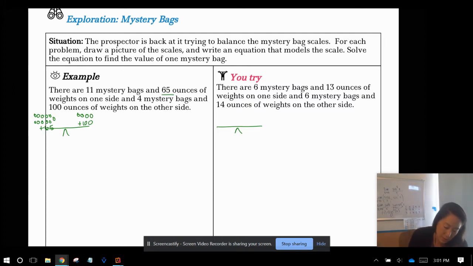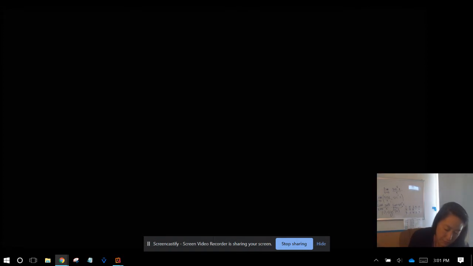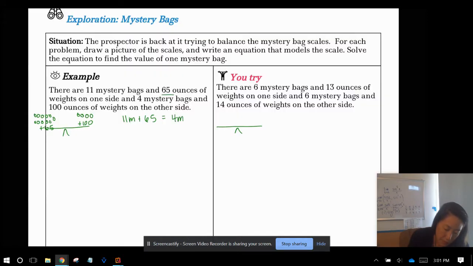So the equation there is going to be on the left 11m plus 65 is equal to 4 bags, so 4m plus 100. Okay, so I need to get my constants together. I don't have anything to add on the left-hand side. I can't add 65 and 11m, and I can't add 4m and 100. So the only options I have is to move stuff from the left side to the right side or the right side to the left side.